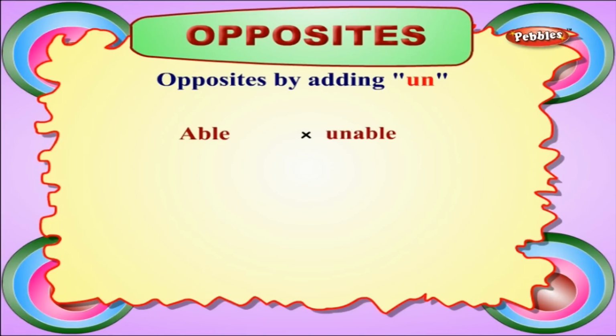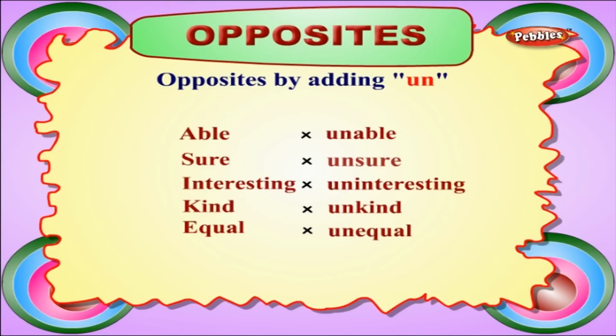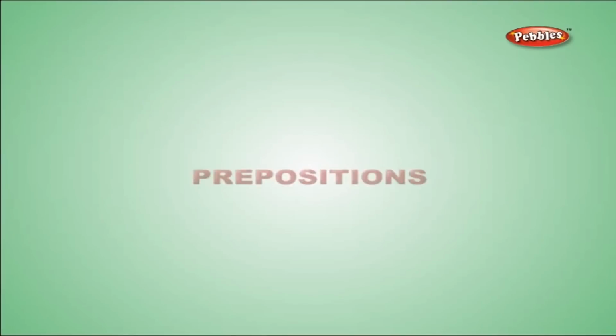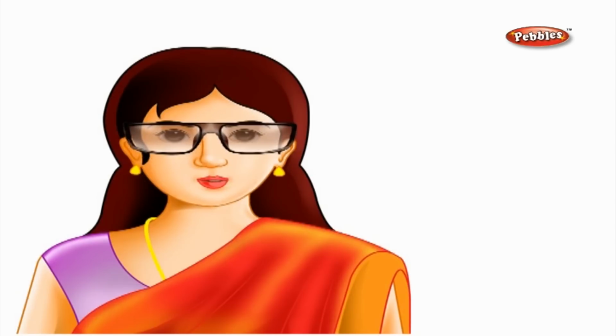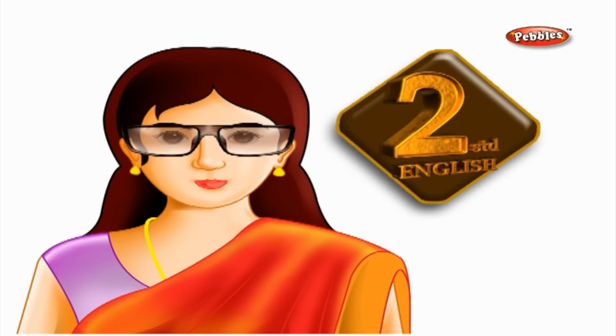Able, unable. Sure, unsure. Interesting, uninteresting. Kind, unkind. Equal, unequal. Prepositions. Prepositions are words that are used along with a noun or pronoun.